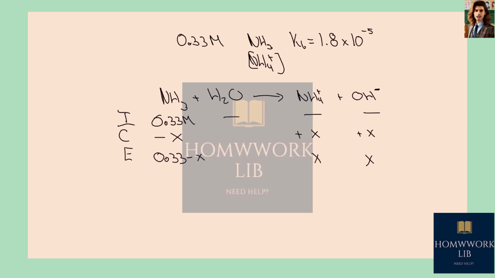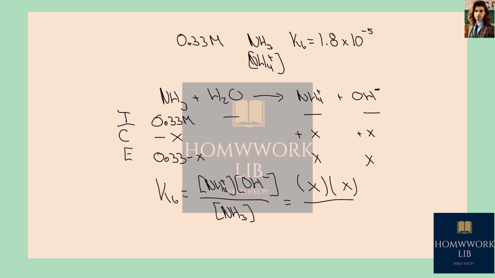So now, we can write down the Kb definition for this reaction, that is going to be concentration of NH4 plus times concentration of OH minus, divided by concentration of NH3. Replacing the values that we found at equilibrium, this is going to be X times X divided by 0.33 minus X.